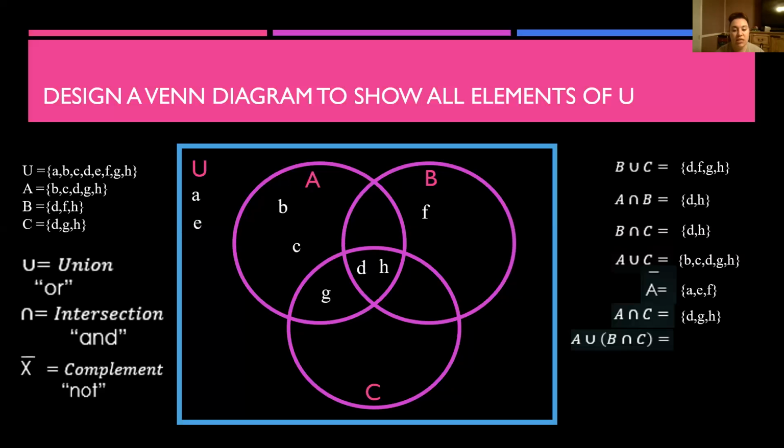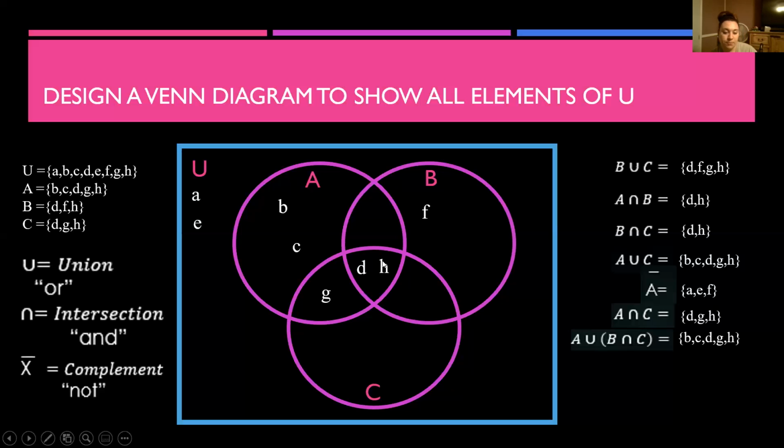So, which is D, G, and H. Okay, and so now the next one looks trickier, but it's not as hard as you would think it is. So we have our A, it has to be in A or B and C. So A union B intersection C. So that is going to be B, C, D, G, and H. So B, C, D, G, and H.